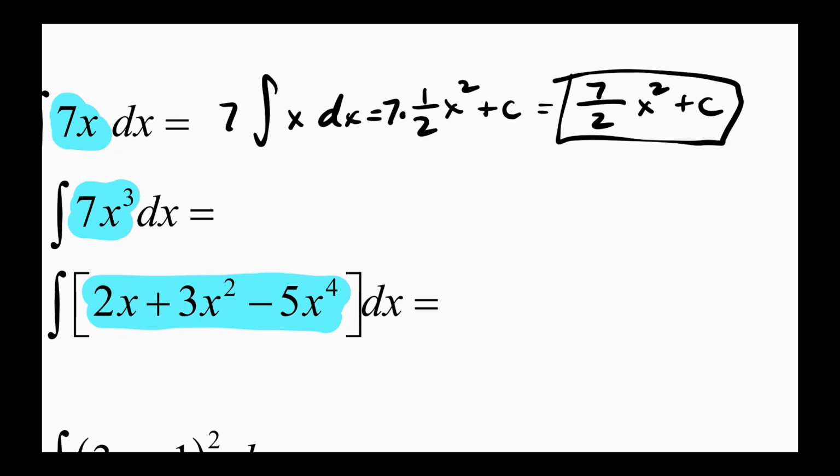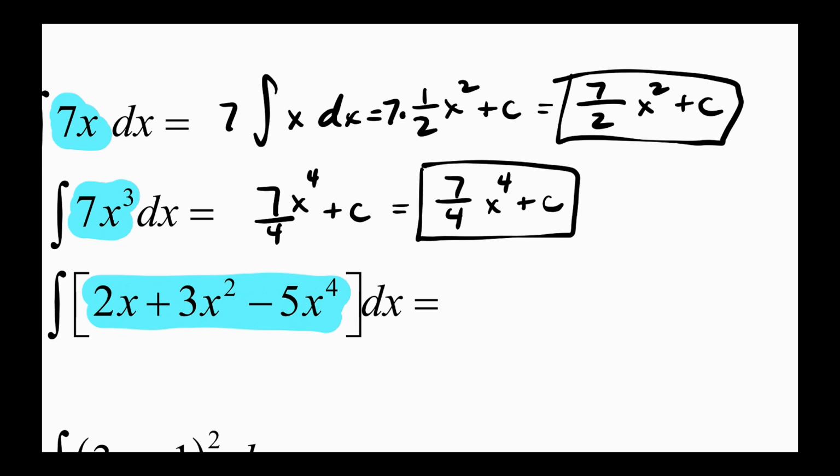Okay. 7x cubed. Same thing. You can move the 7 to the front or you can leave the 7 there. 7 is a coefficient. Okay, I'll leave it there this time. So I'm gonna add 1 to the power and then divide by that new power. 7 over 4 x to the fourth plus c. Add 1 to the power, divide by that new power. Okay? Last one we're gonna do today. You're just doing it 3 times. All I'm doing is each one I'm doing 3 times.